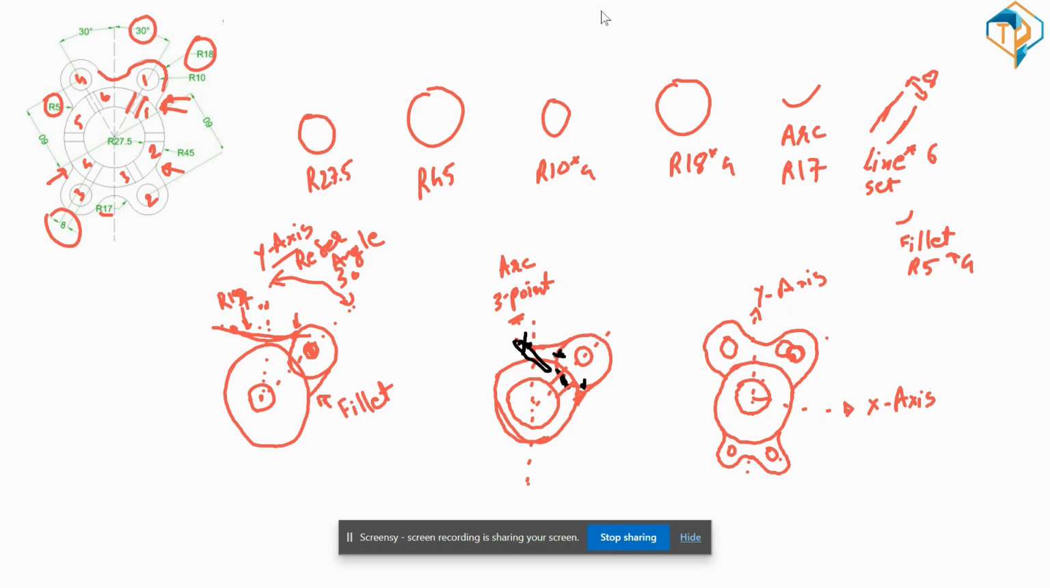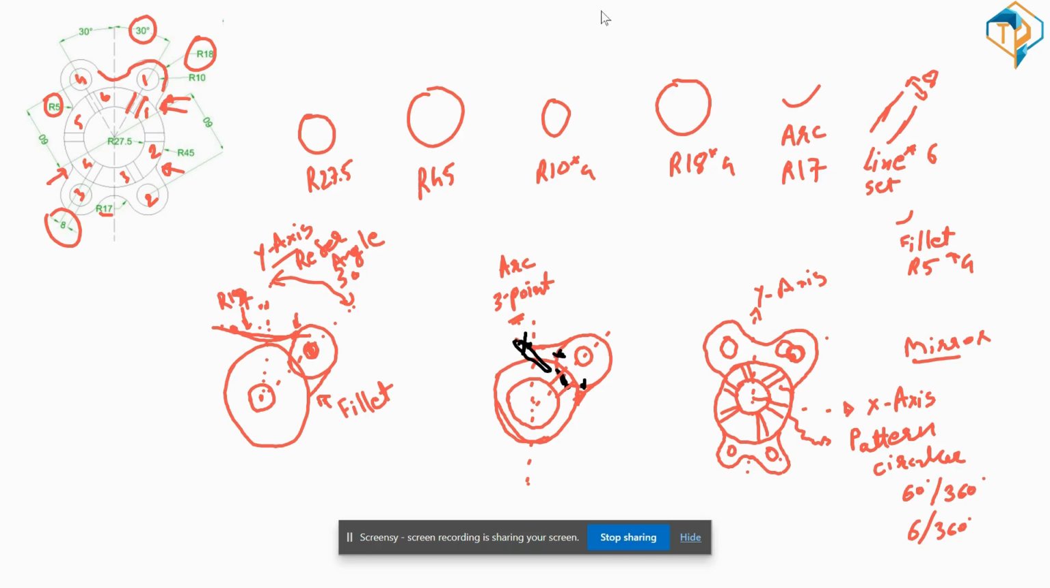Now what about these two lines? For these two lines, first I will use the mirror command. Then for these two lines, we will use the pattern command with circular layout, with 60 degrees of span of 360 degrees, or a count of 6 with the span of 360 degrees. So it will create 6 equally distributed lines in the drawing.